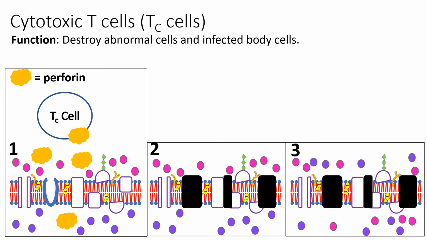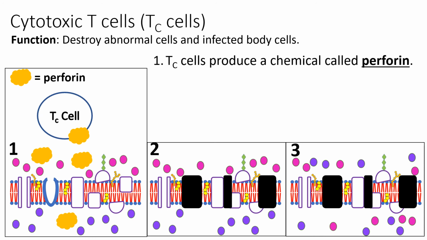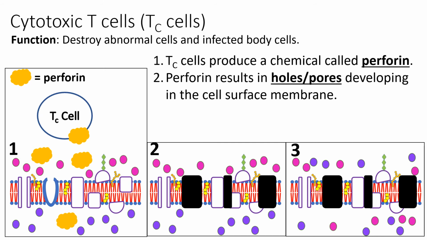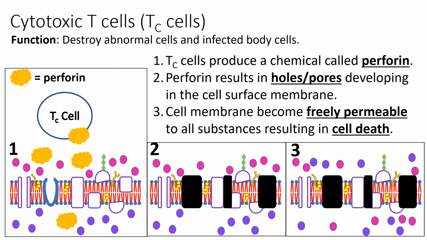Cytotoxic T cells produce a chemical called perforin, and the chemical perforin specifically results in holes or pores developing in the cell surface membrane. It makes it fully permeable or freely permeable, and as a consequence we result in cell death because the cell can no longer control what moves in and out of the cell, which is the primary function of the cell surface membrane. And as a consequence we end up with cell death. So any of the host cells that have been injected with a virus and are producing large amounts of virus or parts of a virus inside the cell, this is how they are destroyed.